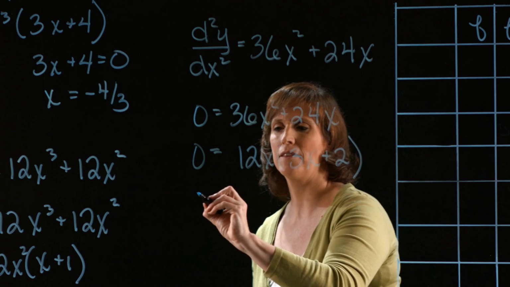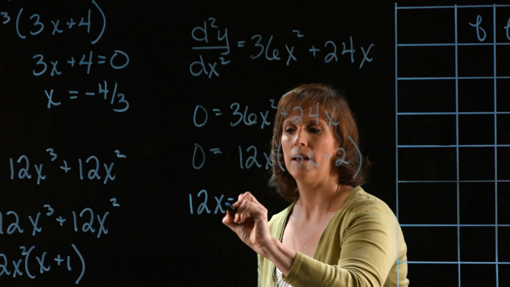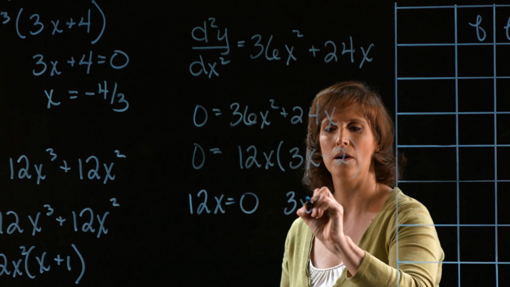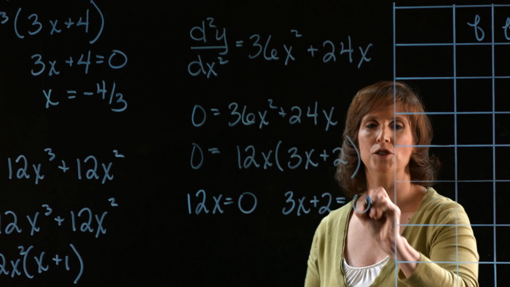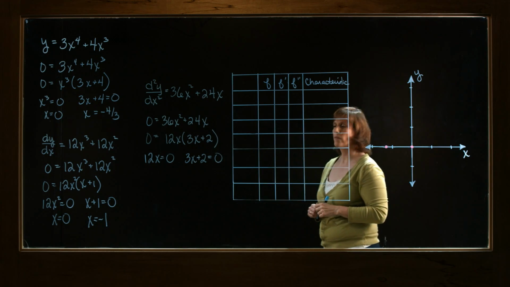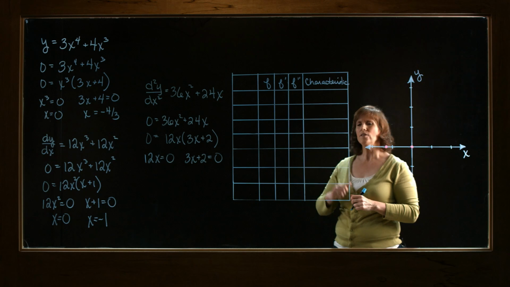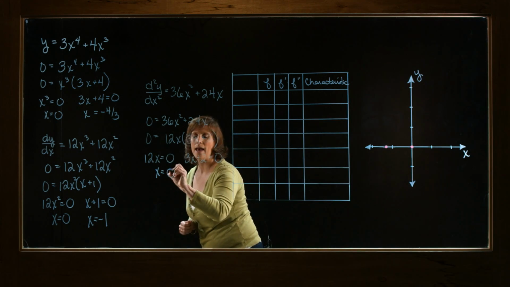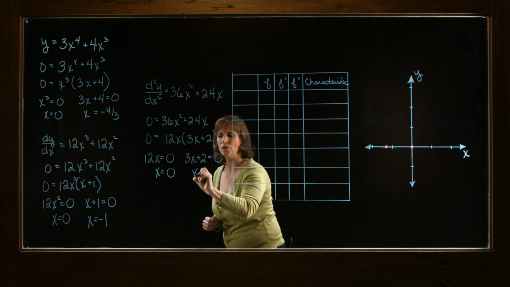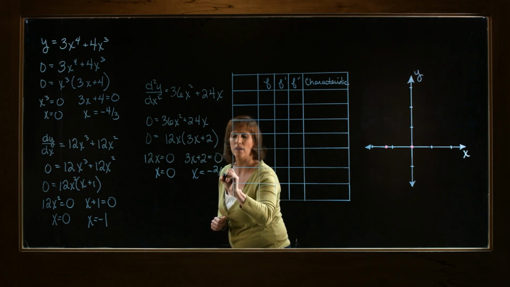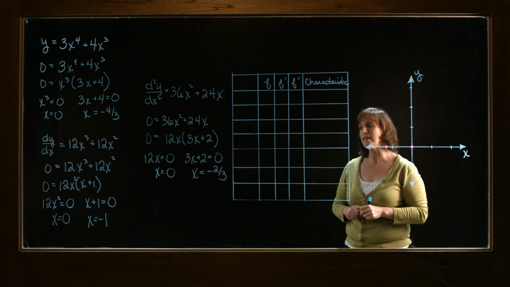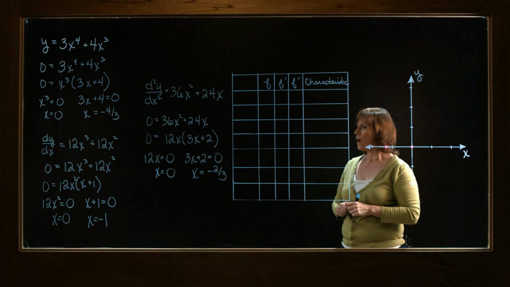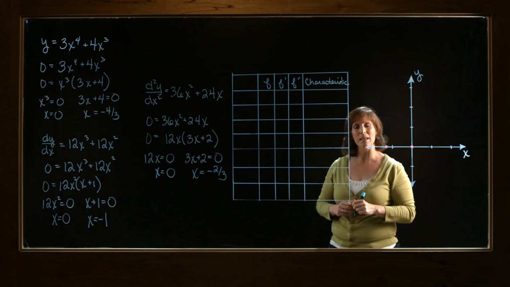Two things multiplied together that equals 0. Either the 12x is 0 or the 3x plus 2 is equal to 0. Well, when do these things happen? Well, this happens when x is 0. And here I'm going to subtract 2 and divide by 3. So that's going to happen at negative 2/3. All right, so I have all of my key points here.